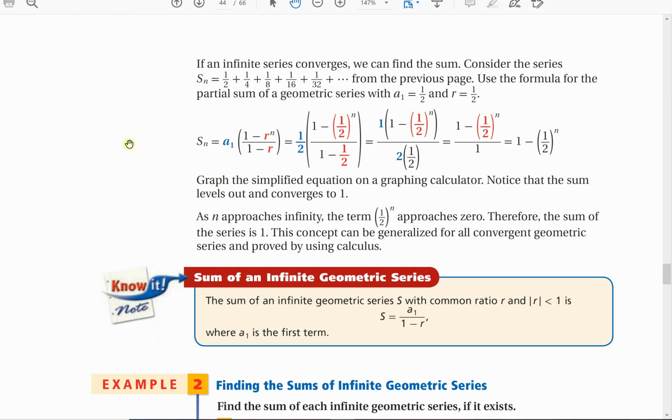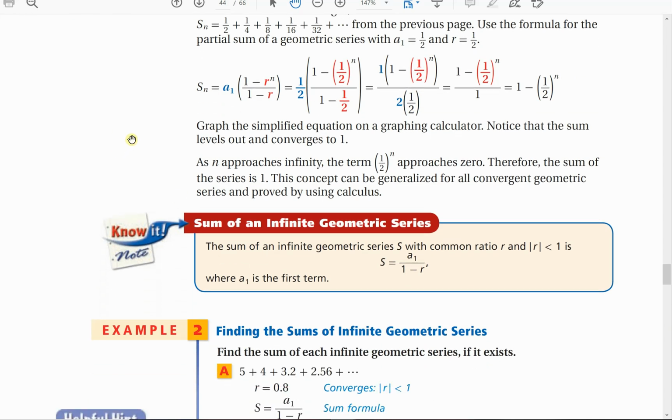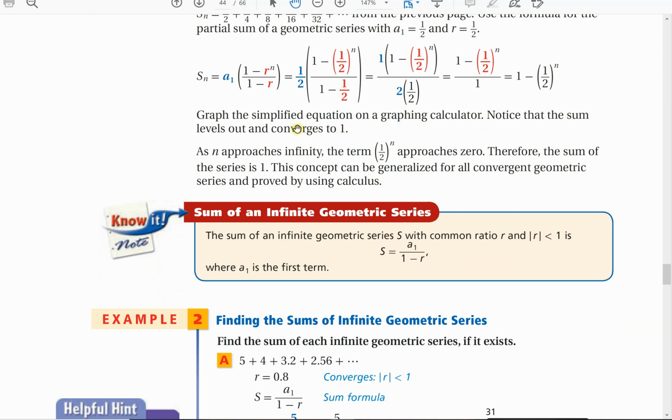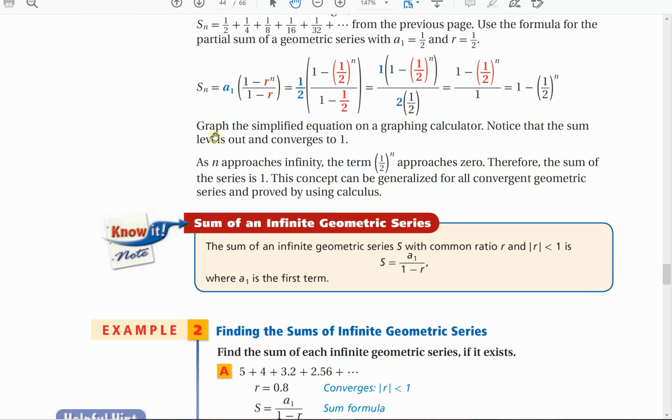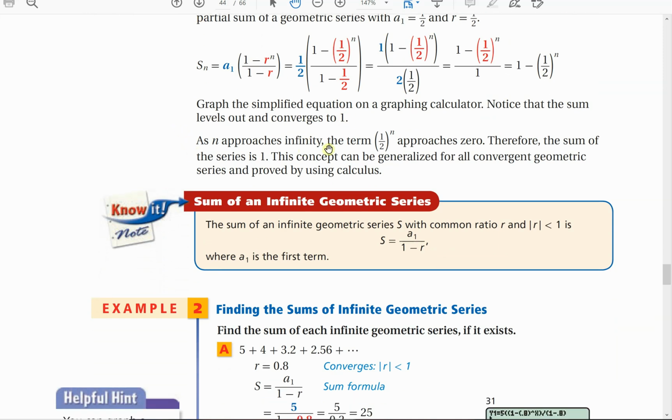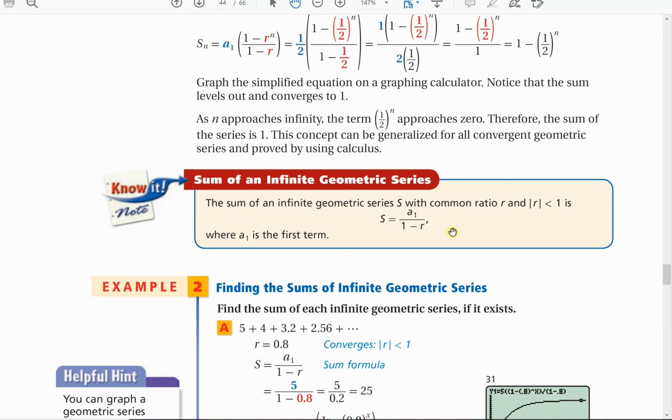If you graph the simplified equation on a calculator, you notice the sum levels out and converges to 1, that's the example we saw earlier. So as n approaches infinity, the term 1/2 to the n gets closer and closer to 0. Therefore, the sum of the series is 1. So this leads us to this formula right here. S equals a1 divided by 1 minus r.